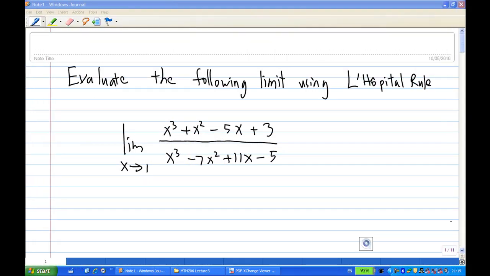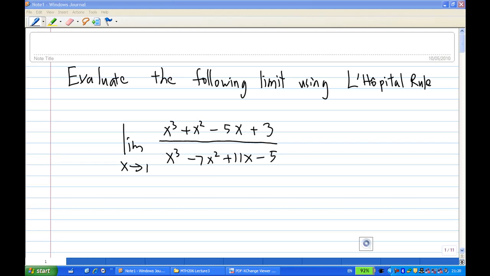Hi, for this recording, I'm going to show you how to evaluate the following limit using L'Hopital's rule. The limit of x approaching 1, x cubed plus x squared minus 5x plus 3, divided by x cubed minus 7x squared plus 11x minus 5.